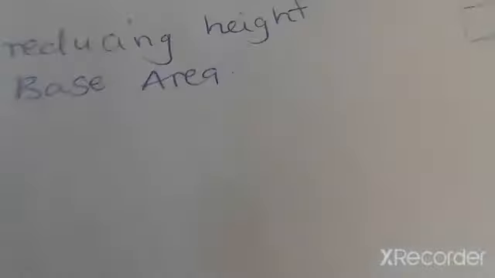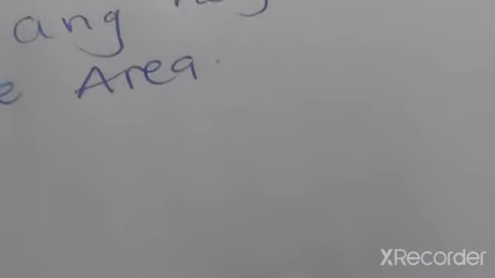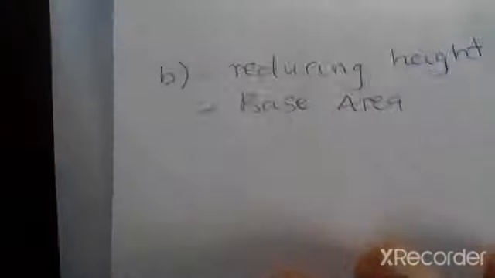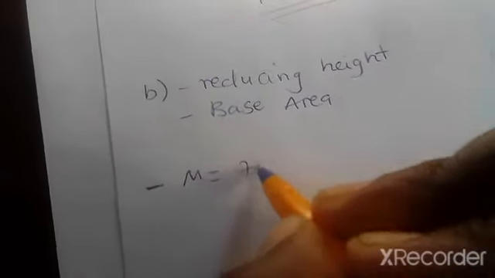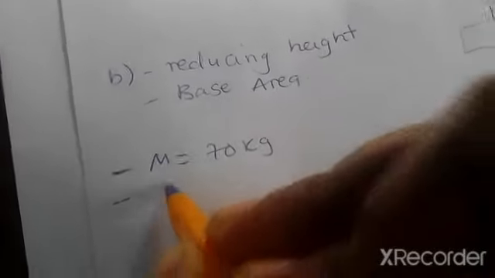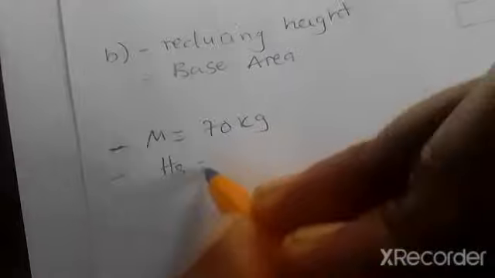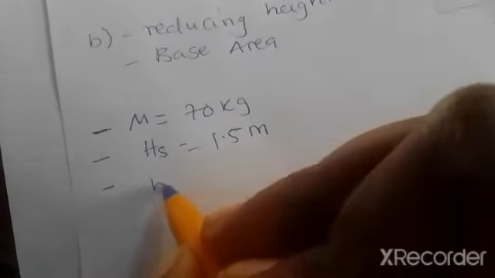Now if you look at question 6C, it asks us to calculate the force required to topple a person of mass 70 kg. So we are having the same question. The only difference now is that the mass of the person has increased to 70 kgs. And we've been told, of course, that the height to the shoulders is still 1.5 meters. Then we have the distance between the feet, which has been increased.